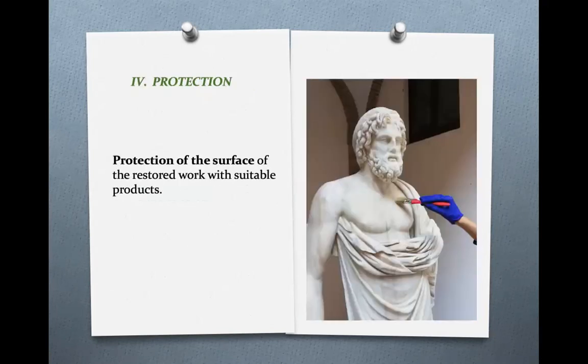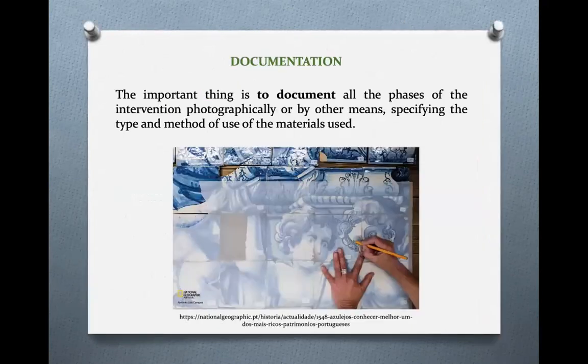Protection. Well, protection of the surface is usually the last step of the restored work. Actually, we protect the artworks at the end of a restoration with specific chemical substances. And yeah, the documentation during restoration is very important, to document all the phases of the intervention in a photographic way, or by drawing, for example. And we have to specify the type and the method of use of the materials that we use.